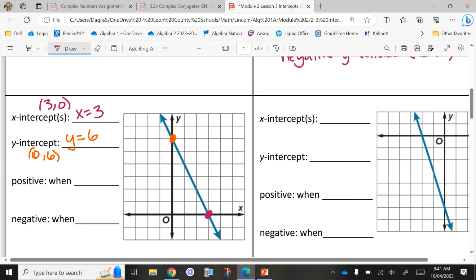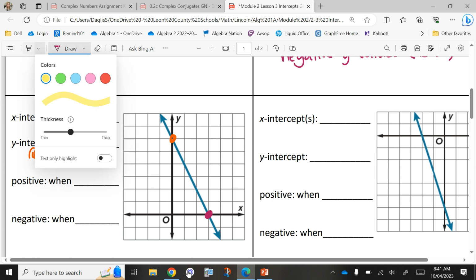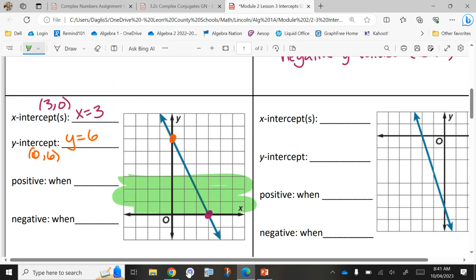All right, so now we're going to look at positives and negatives. I'm going to do green for positive. Positive is where my graph is going to be above the x-axis. Whoop, I just erased all of it. Where we're above the x-axis. So what part of my line is above the x-axis?